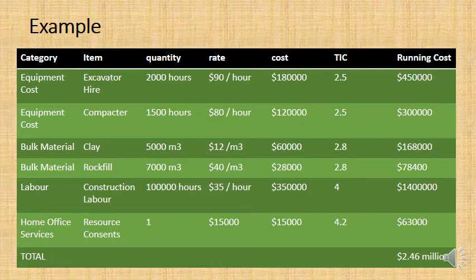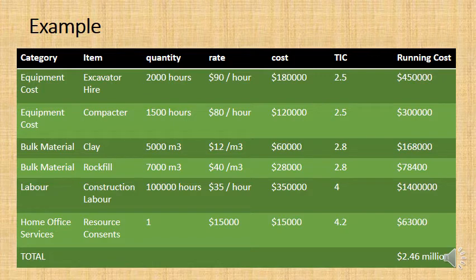So for the dam example, the first item is excavator hire, so the diggers, the machines that dig it. For something that large, that dam, you're going to probably need 2,000 hours of work from the digger.